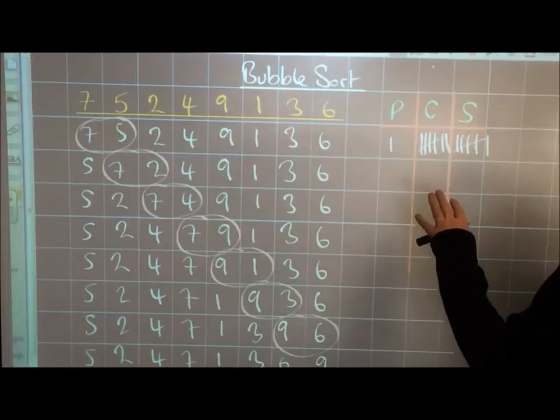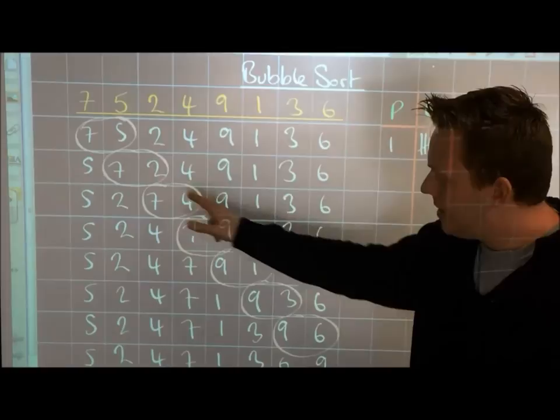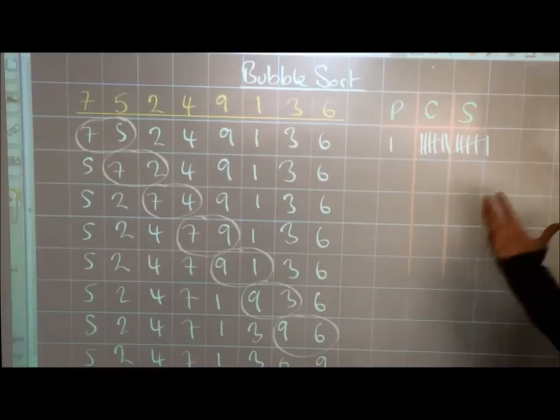In each pass, the number of comparisons is going to go down by one. On the next pass, I know 9's in the right place, so I've only got now 7 numbers to compare, and again I'll go down like this and I'll do 6 comparisons, okay? Depending on the number of swaps on the side, okay?